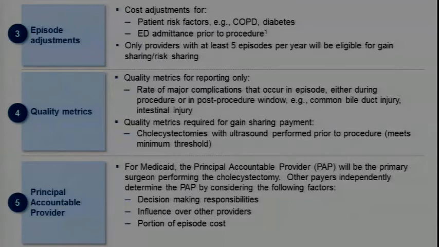This is Fayetteville. Just a couple other points, and then I'll pause for feedback. On the quality metrics, Dr. Golden had introduced that we always want to have a number of quality metrics, at least one quality metric where a minimum standard needs to be met in order for a provider to participate in gain sharing. And so here it's proposed that metric would be cholecystectomies with ultrasound performed prior to the procedure. And then we would also be, for reporting purposes only, tracking and reporting back to surgeons the rate of major complications that occur in the episode.